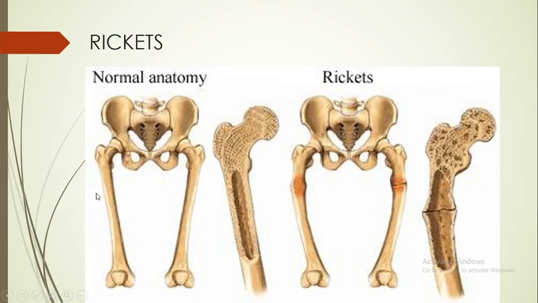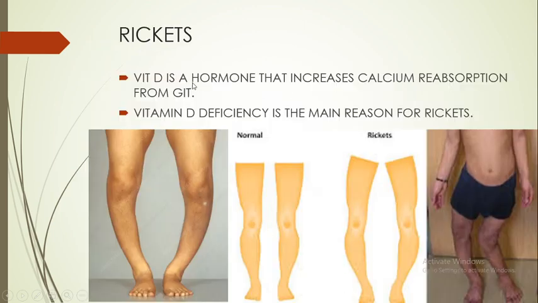Then we have another disease called rickets. Here the bones become curvy and are easily breakable, with an increased tendency to break, and this happens mainly due to vitamin D deficiency. Vitamin D is a hormone that increases calcium reabsorption from the GI tract. When vitamin D is deficient, the calcium reabsorption also decreases. That is the main reason for rickets. You can see here rickety legs, and here also curvy bones.